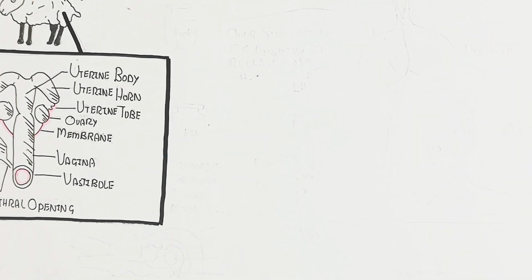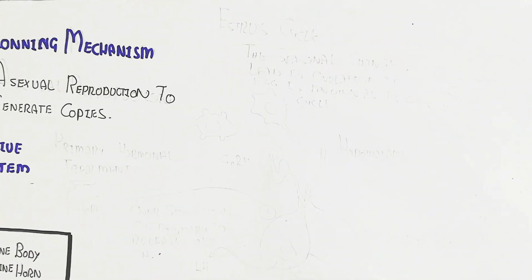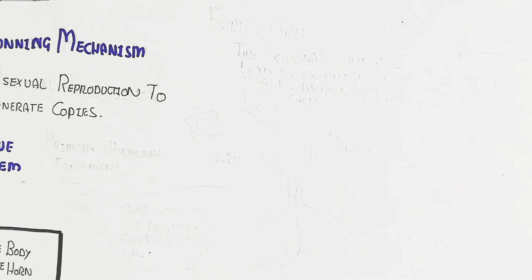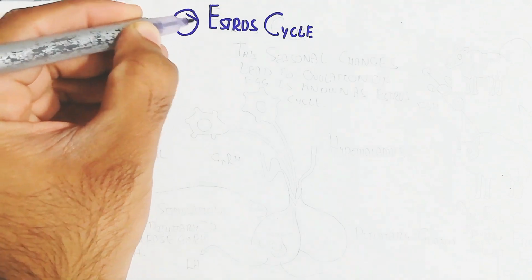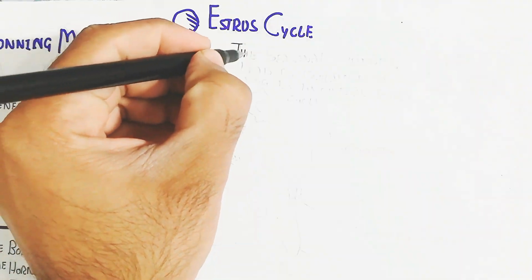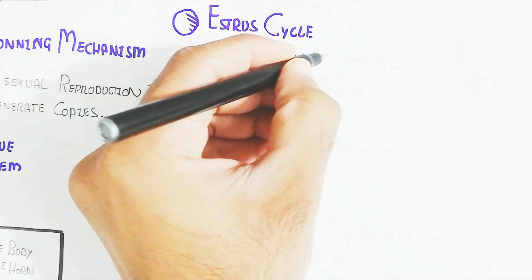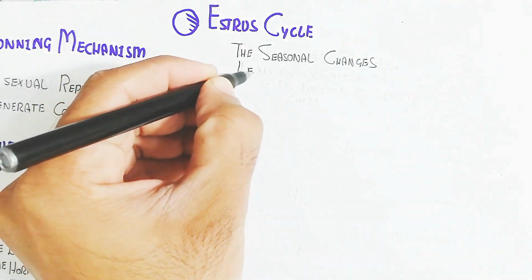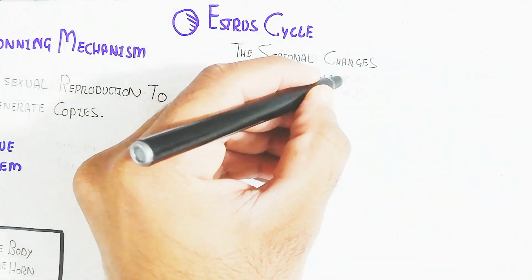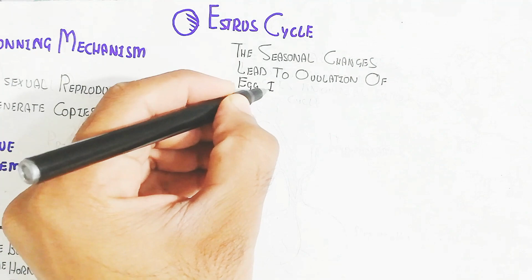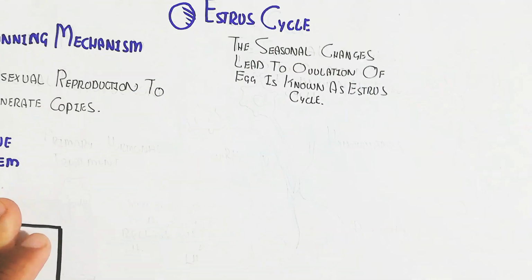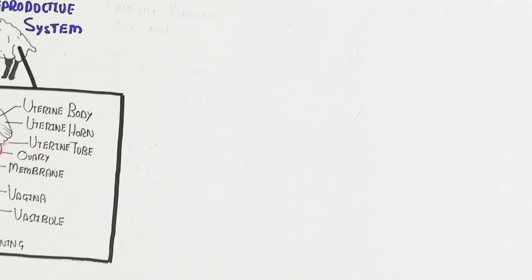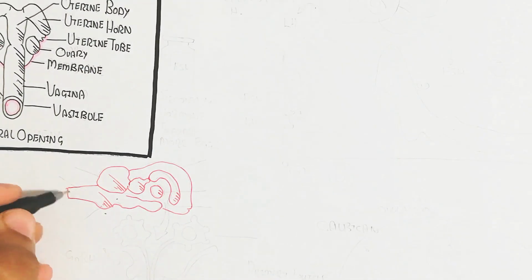Let's begin to understand the estrous cycle, what happens and how we can receive the egg for the cloning mechanism. The seasonal changes that lead to ovulation of the egg are known as the estrous cycle. Normally, it depends on the food, season, temperature, and other factors.